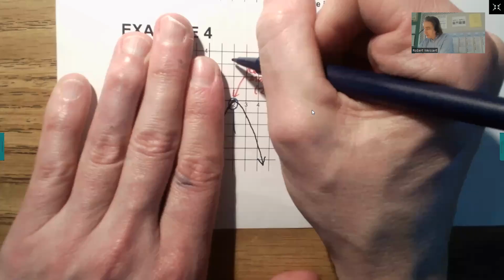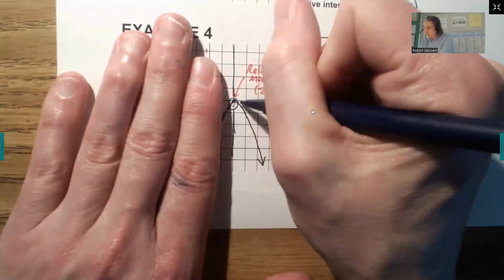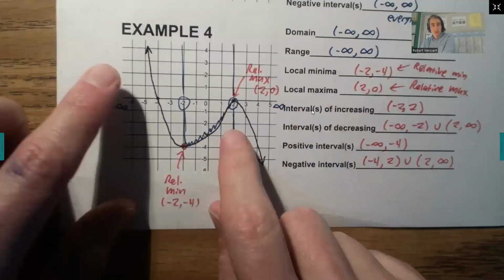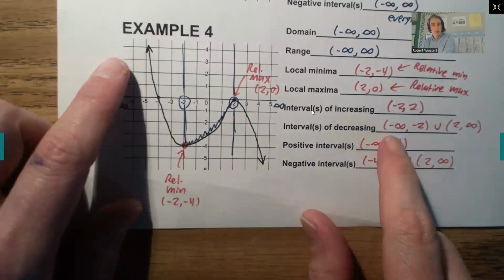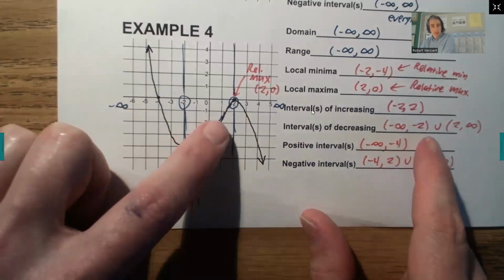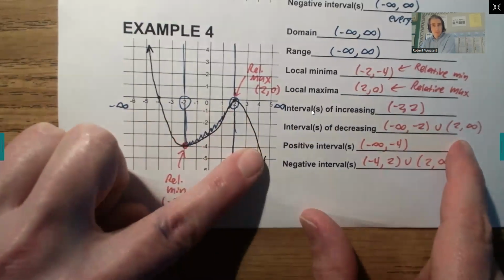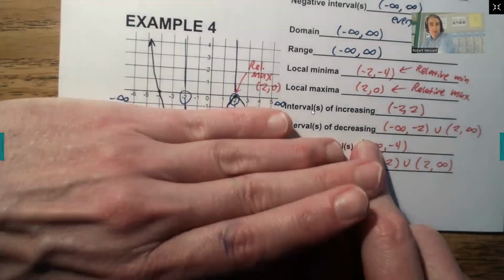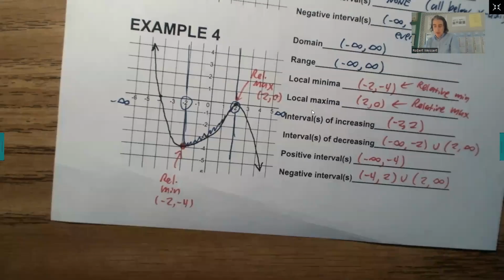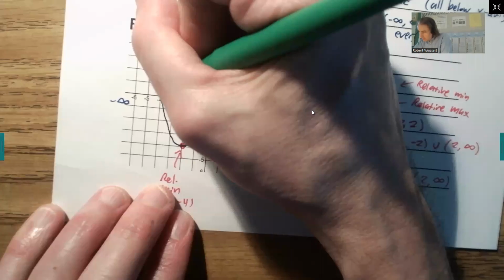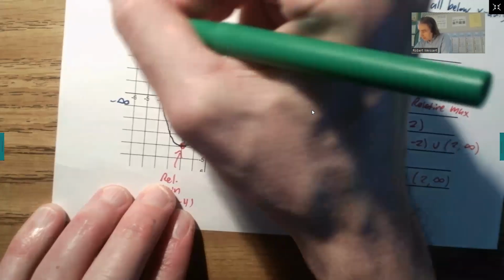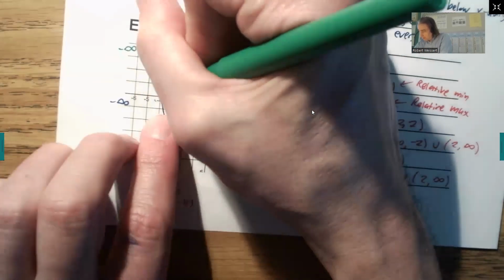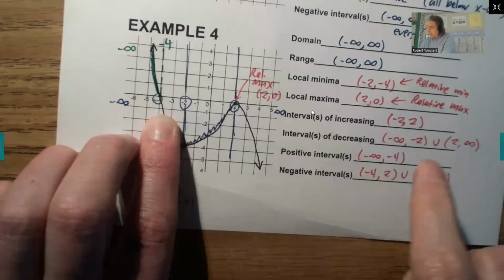But wait, it also decreases over here. So from 2 all the way to the right is decreasing. So it's decreasing here and there. So negative infinity to negative 2 and 2 to infinity. It's got one positive interval, and that's the interval over here on the left side. So the only interval that's actually above the x-axis is over here, and that's from negative infinity again to when it hits negative 4. So that's your positive interval.